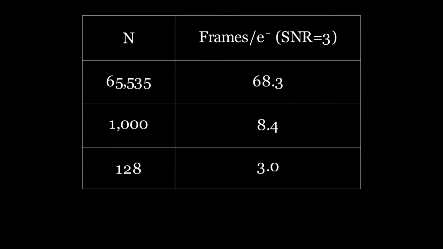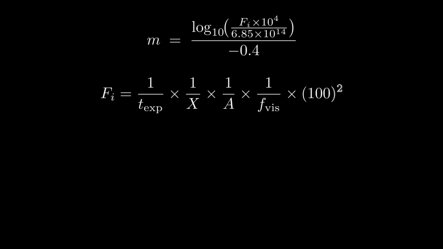Much more realistically, you're probably somewhere in the 100 to 1,000 frames. So even in that case, you're going to need about an electron detected every 3 to 10 frames or so in your stack in order to register as an SNR of 3 above the read noise.